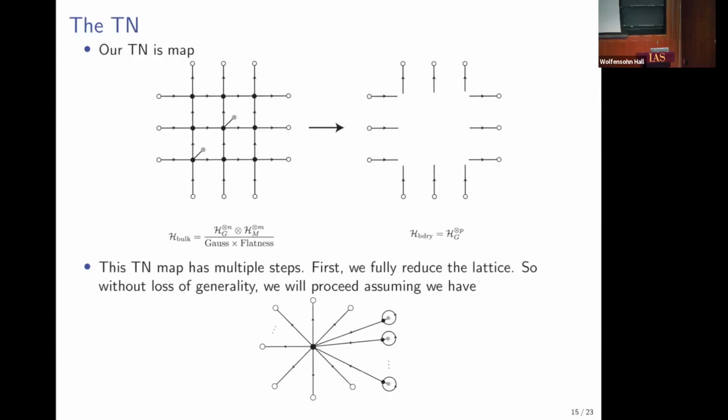First, we fully reduce the lattice. So this is perhaps the main trick involved in this construction. So given this guy, we just reduce it to something that looks like this. So we have all these boundary legs and the lollipops. It's the same physical Hilbert space, so we're allowed to do that for free.